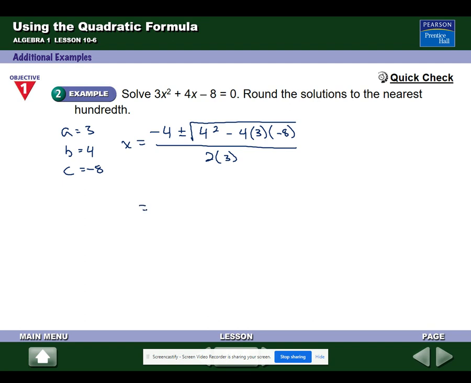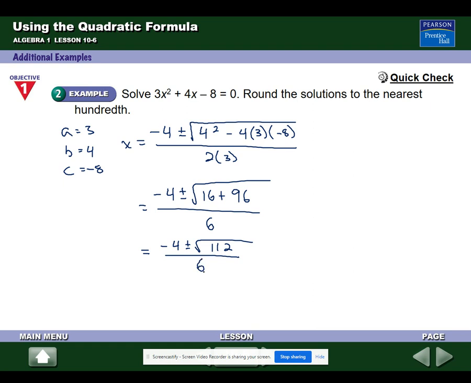And then simplifying, 16 plus, and then negative here is going to make this positive, 4 times 3 times 8 would be 96, I believe. All over 6, which then if I simplify a little further would be negative 4 plus or minus the square root of 112 all over 6.